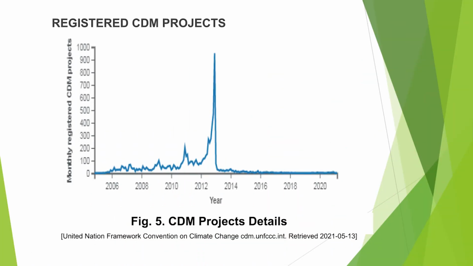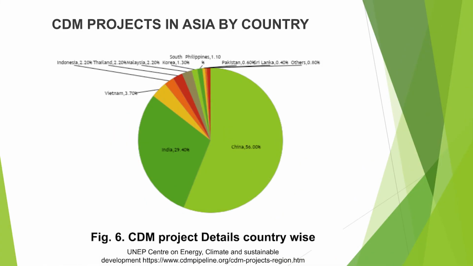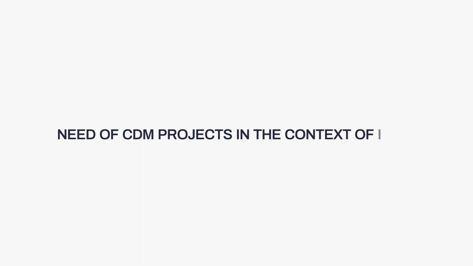So if you see the CDM project details, then you can see there was a peak in the year 2013 and there were around 1000 registered CDM projects, but now it is declining. And here you can see the CDM projects in Asia by country. So you can see the implementation of the CDM projects. You can see here India is having 29.4% of the total projects, and China is at number 1, which has 56% of the total projects in Asia.